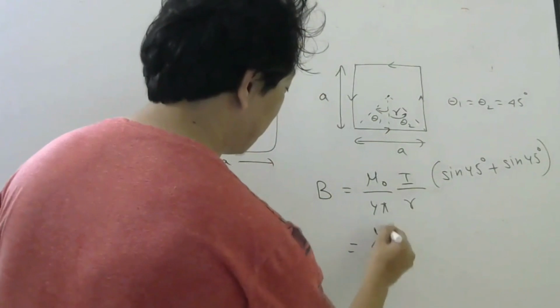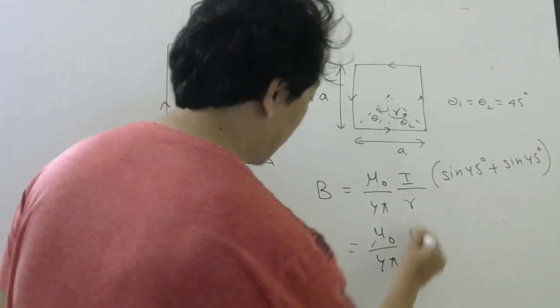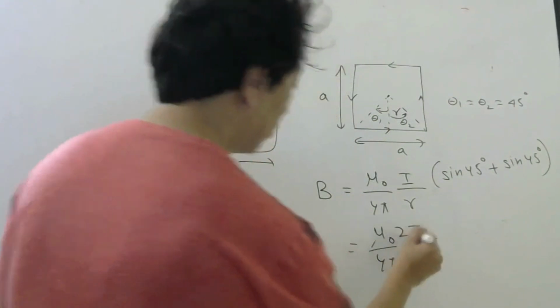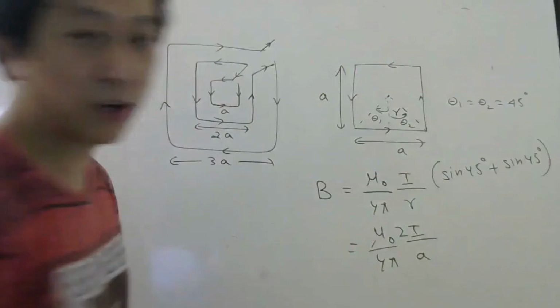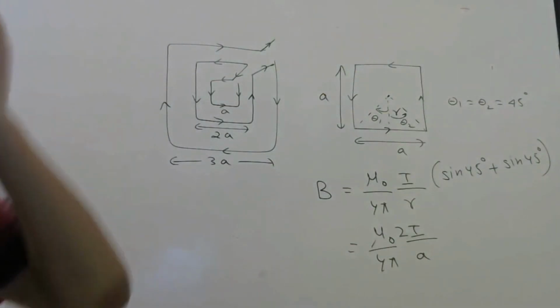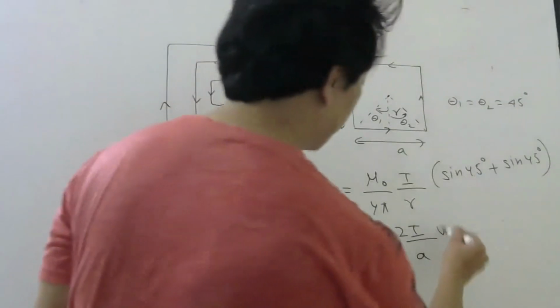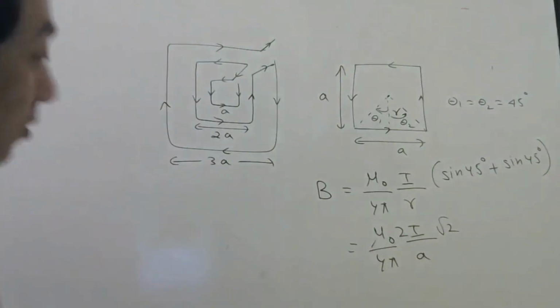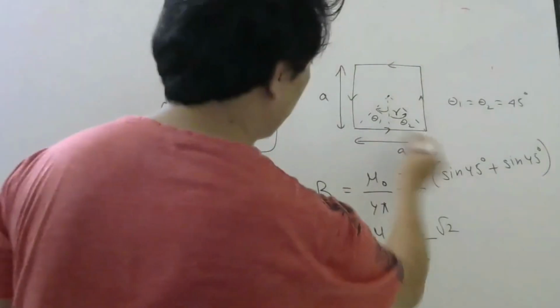Okay, let me write the next step. So mu naught by 4 pi, I by A by 2. 2 will go up. Sine 45 plus sine 45, 1 by root 2 plus 1 by root 2, 2 by root 2. So root 2. Correct? So what is the magnetic field due to only one part of the wire? This much.